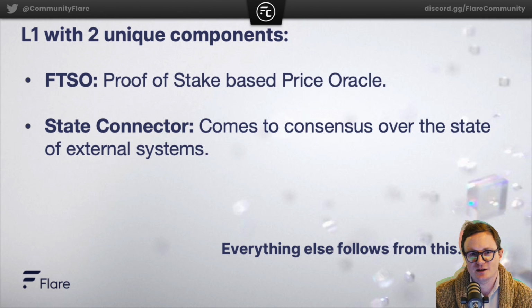And the second, which is something that may even be slightly more interesting than the FTSO in the long run, is what we call the state connector. It comes to consensus over the state of external systems. So that can be a blockchain, or it can be an API from the internet. So a database with an API, an open API. Absolutely everything else that we're building follows from this set of things. An L1 with the EVM, the FTSO, and the state connector.